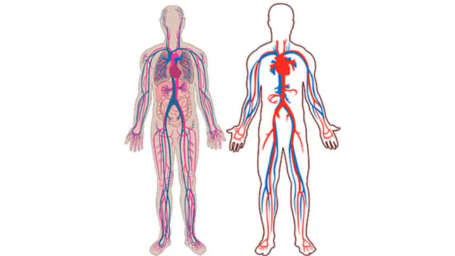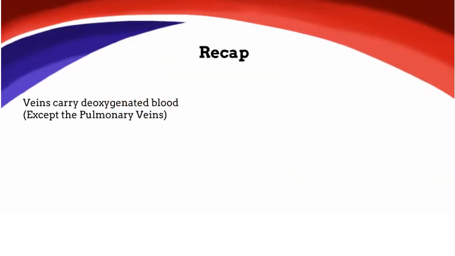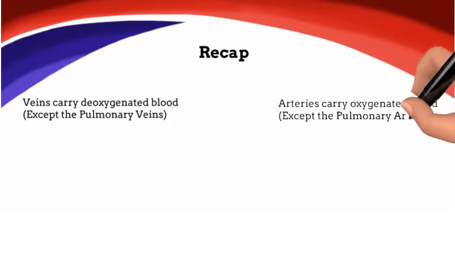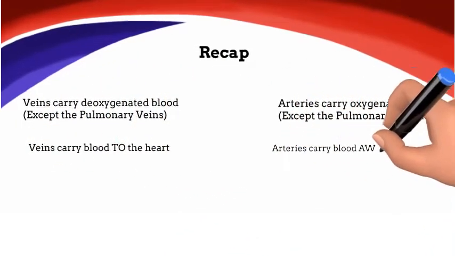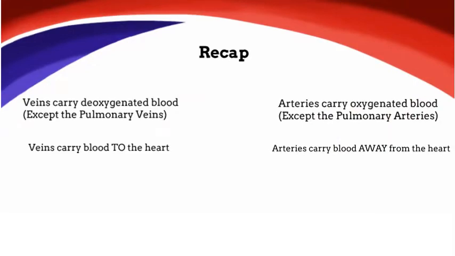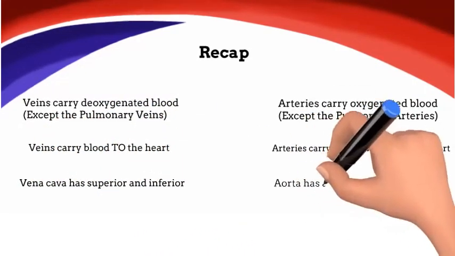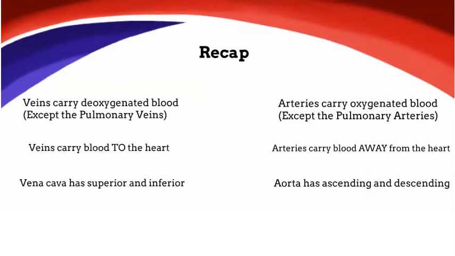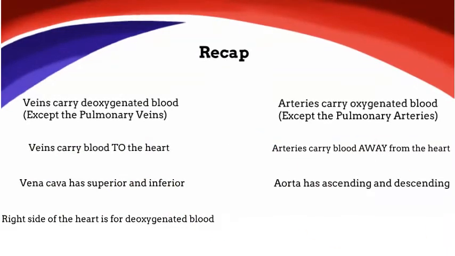And now for a quick recap. Veins carry deoxygenated blood. Arteries carry oxygenated blood. Veins carry blood to the heart, while arteries carry blood away from the heart. The vena cava has superior and inferior, while the aorta has ascending and descending. The right side of the heart is for deoxygenated blood, and the left side is for oxygenated blood.